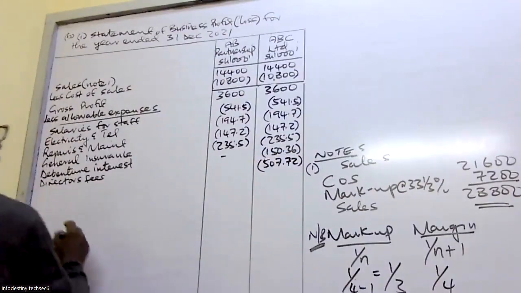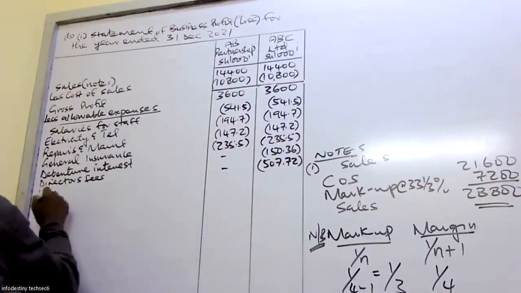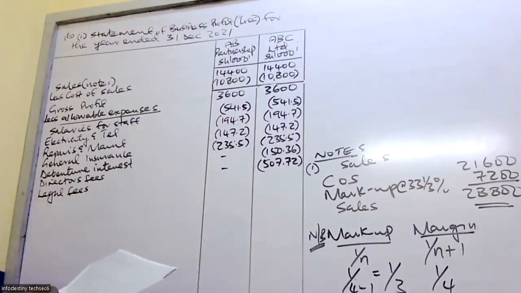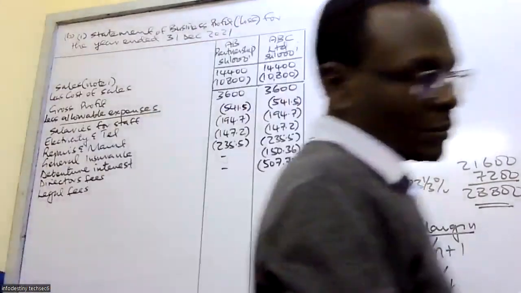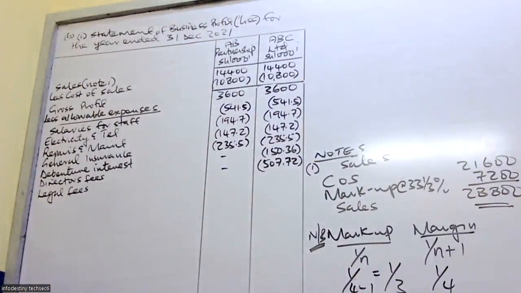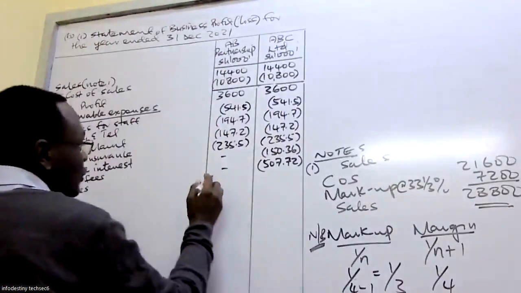We have legal fees. Half of legal fees in the contracting, half of 510.40. You get 255.12.